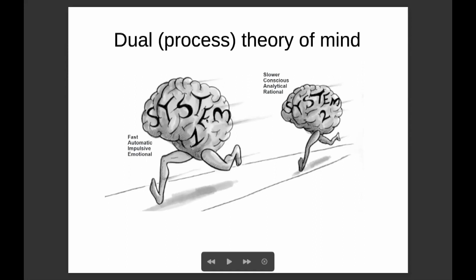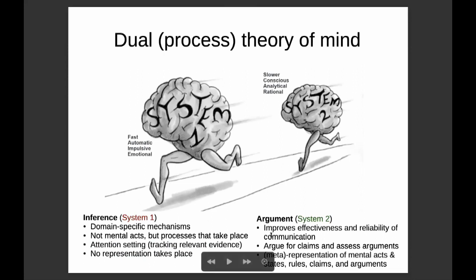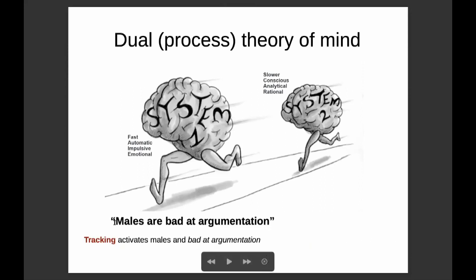System 1 is the inferential system, and it is typically seen as made of domain-specific dedicated mechanisms not having an explicit representation and functioning by means of attention, that is, tracking what is relevant to be followed. System 2 can be associated with argumentation. It concerns the representation of mental acts and states, rules, claims, and arguments. It provides the functions for producing and assessing arguments, and for this reason it improves the effectiveness and reliability of communicative interactions.